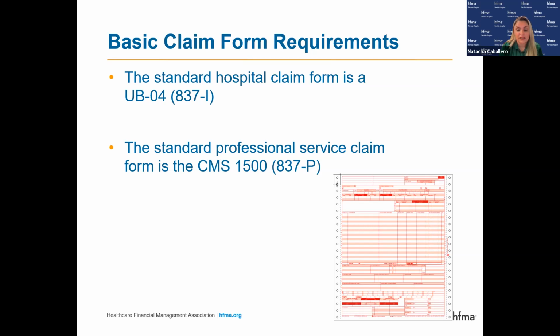The CMS 1500 claim form contains 33 form locators and is used by non-institutional providers such as physicians, allied health professionals, certified registered nurse anesthetists such as CRNAs, home health agencies, medical equipment suppliers, etc. These are used, again, to submit claims for services to payers.